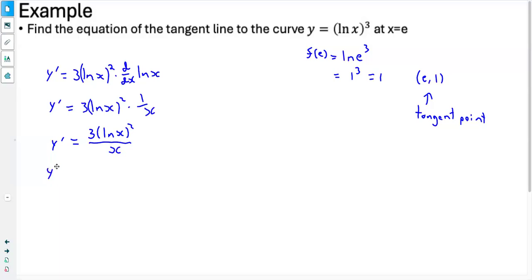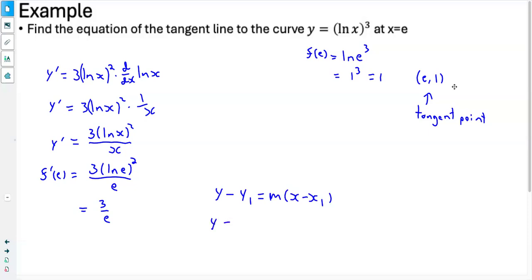So now we want to find what the slope is at an x value of e. So I'll say f prime of e is equal to 3 times the natural logarithm of e squared over e. So this is just going to simplify to 3 over e. So when we write our equation of the form y minus y1 equals m times x minus x1, we have y minus 1 equals 3 over e times x minus e.